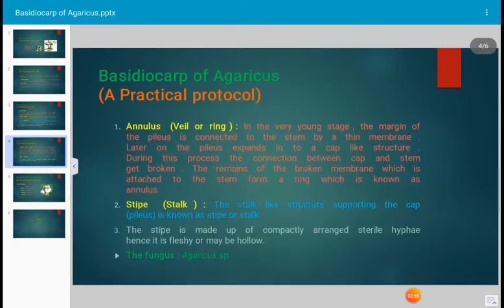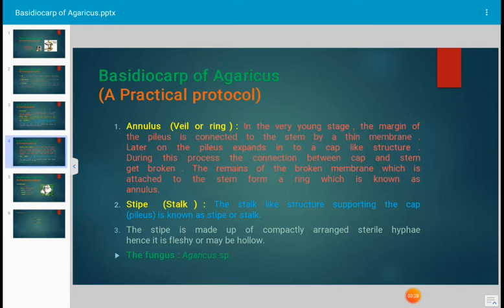Next, annulus. This is also a part of the basidiocarp of agaricus. In the very young stage, the margin of the pilus is connected to the stem by a thin membrane. Later on, the pilus extends into a cap-like structure. During this process, the connection between cap and stem gets broken, and the remains of the broken membrane which is attached to the stem form a ring which is known as annulus.